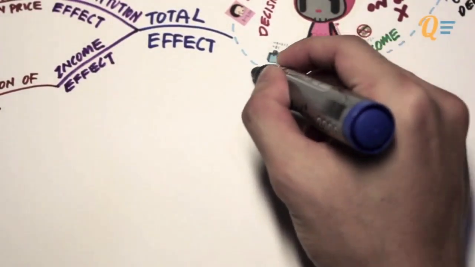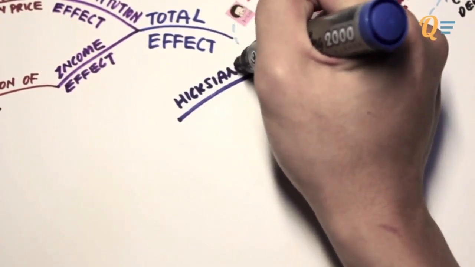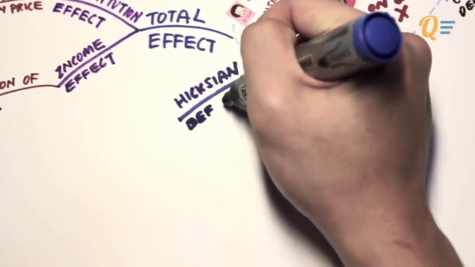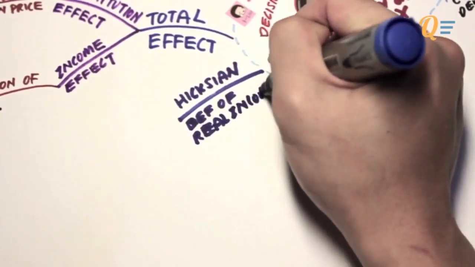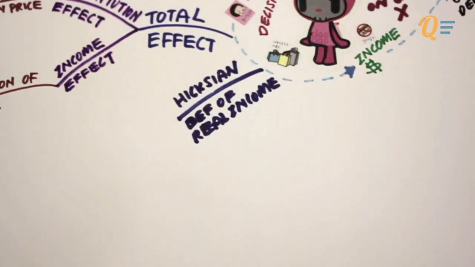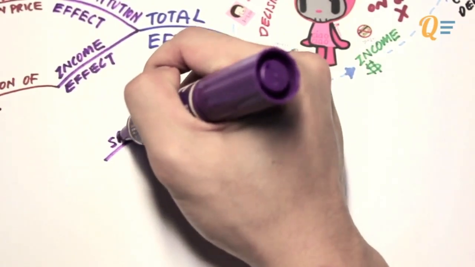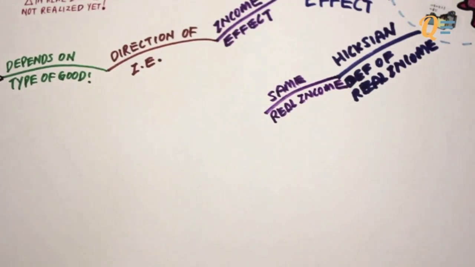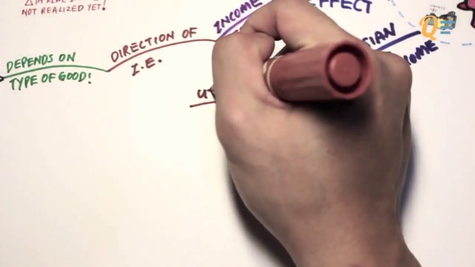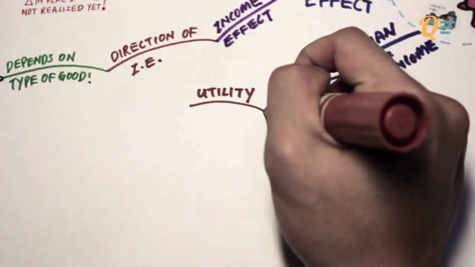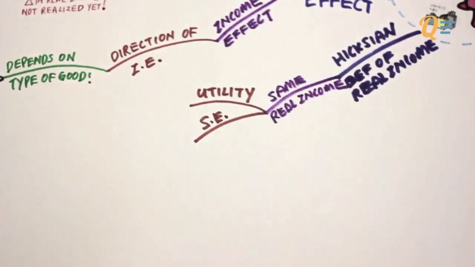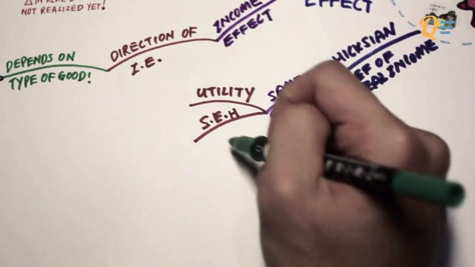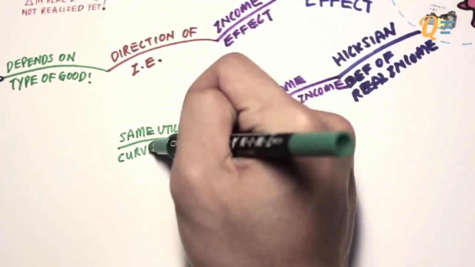So let's begin with the Hicksian definition of real income and how we use this definition to actually craft out the entire total effect on the graph. So according to Hicks, the definition of real income is derived from utility. Therefore, to put this consumer on the same amount of real income is to simply put him on the same amount of utility. So if you think about this, same amount of utility, well then obviously you have to put this individual back at the same utility curve. And that is exactly how we are going to find the substitution effect under the Hicksian definition of real income.